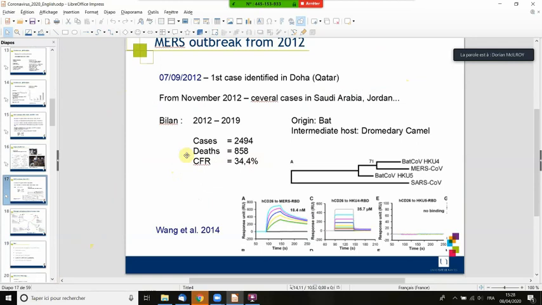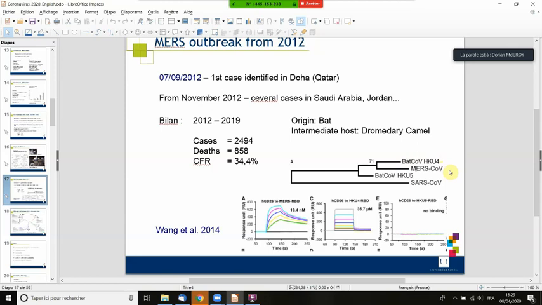Most of the cases are people who work with camels or have had contact with camels, and they get infected. And once again, it seems like the origin is really a bat. It's been transmitted to an intermediate host, and then from time to time this is transmitted to human beings. So once again, if you look at the molecular phylogeny of the MERS coronavirus, its closest relative is a bat virus.